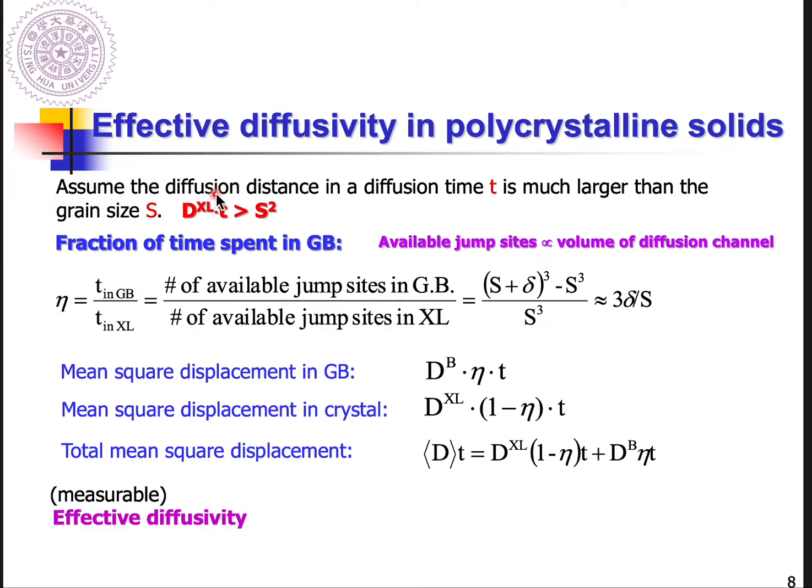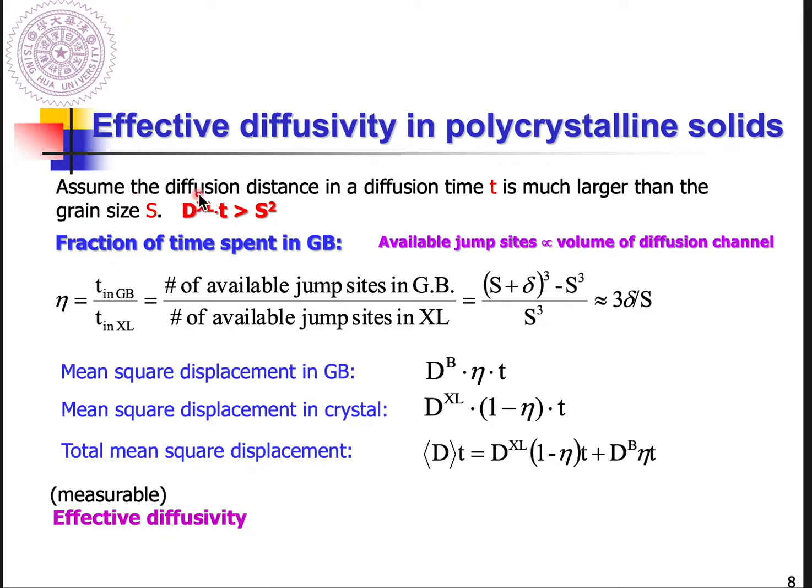So this slide is going to tell you how to obtain the effective diffusivity in polycrystalline materials. What is the effective diffusivity? It is measurable. If you measure the diffusivity of your material, this kind of diffusivity is what we call the effective diffusivity, because it is the sum of all the diffusivity contributions from both the grain and the grain boundary.